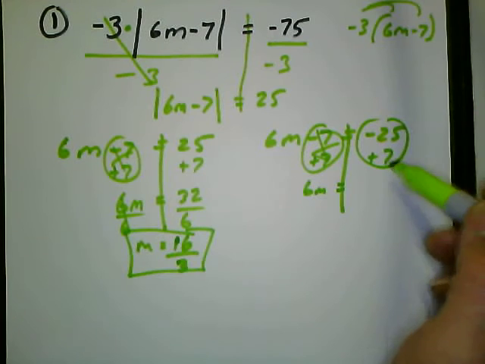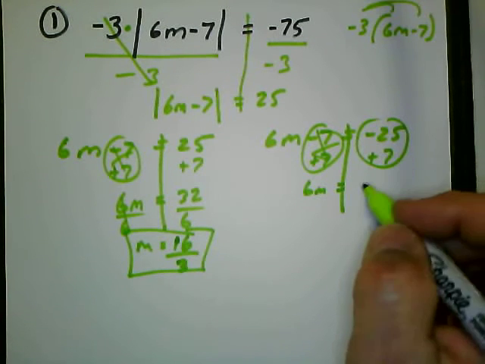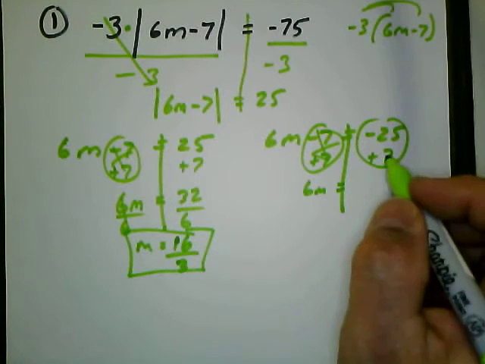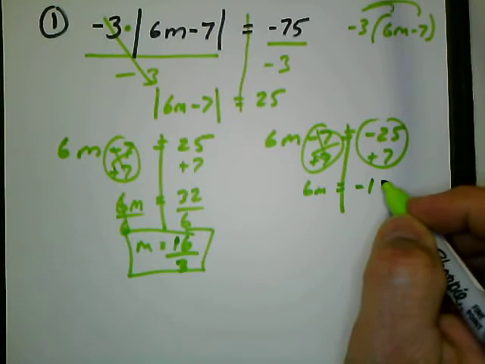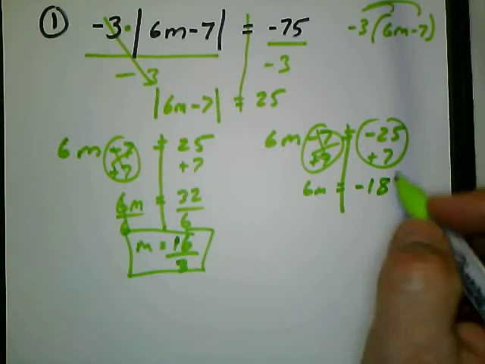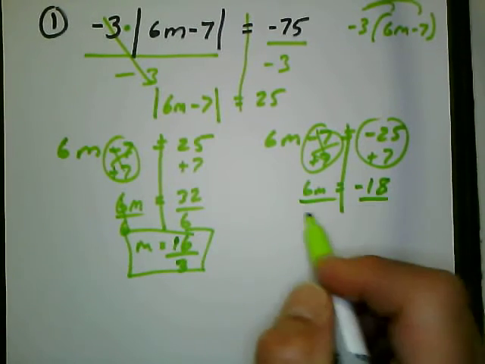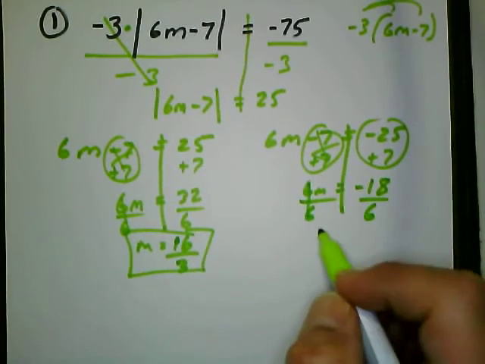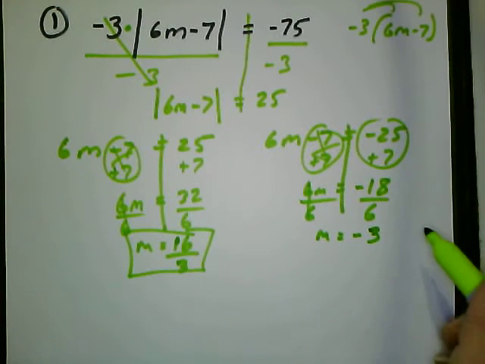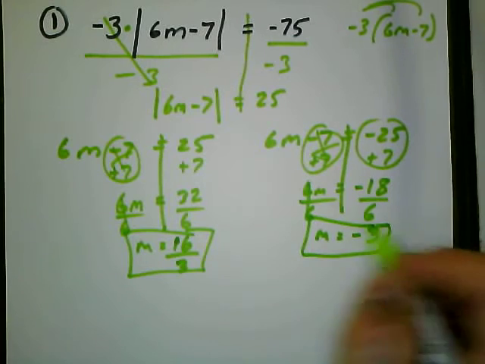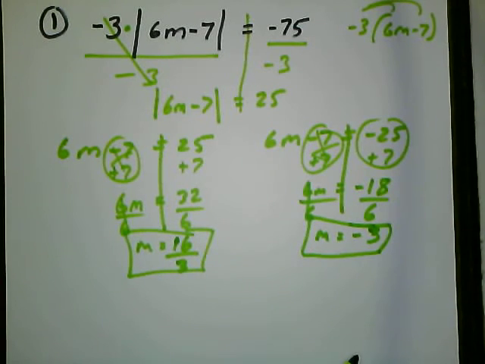So the -25 plus 7 ends up, let's see, -18. And divided by 6, m equals -3. So there are 2 answers to the problem.